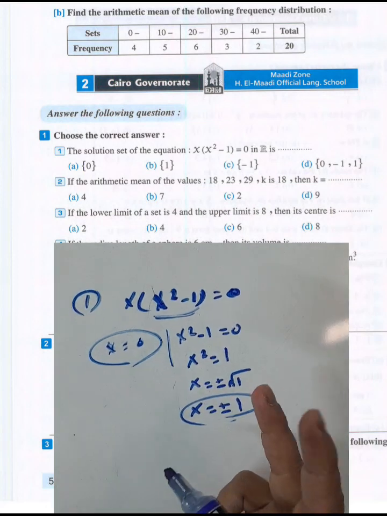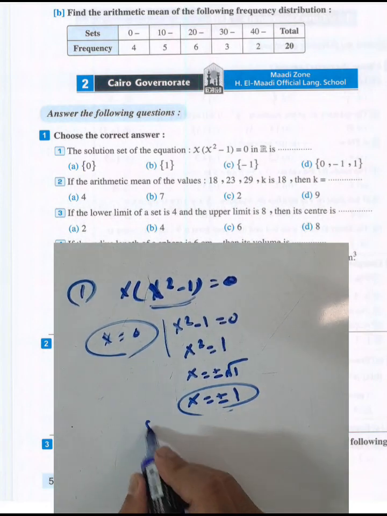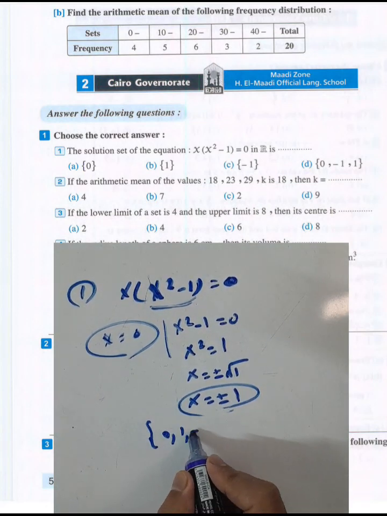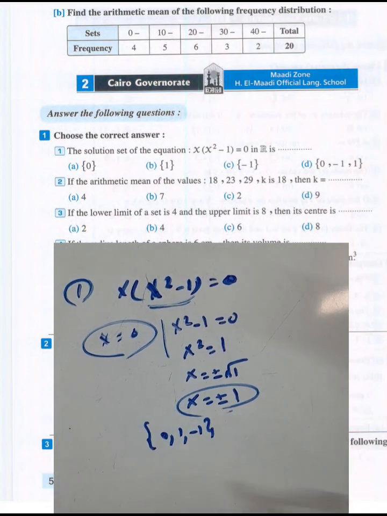Then we have three solutions. Our set of solutions will be 0 and 1 and negative 1. Okay, it was question number 1.